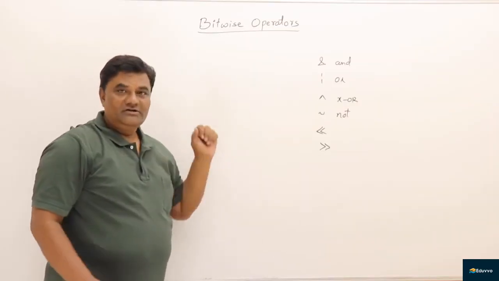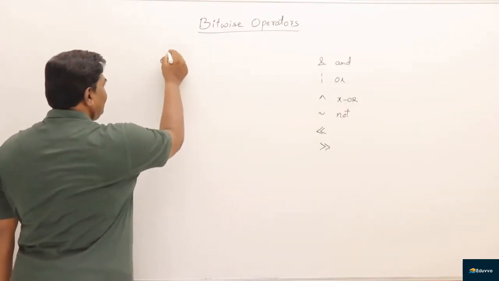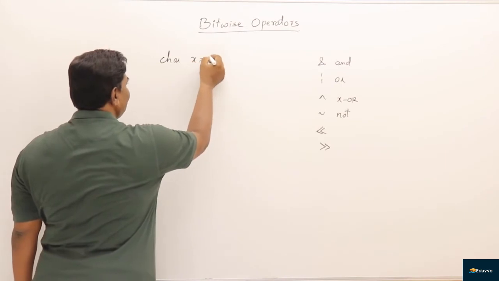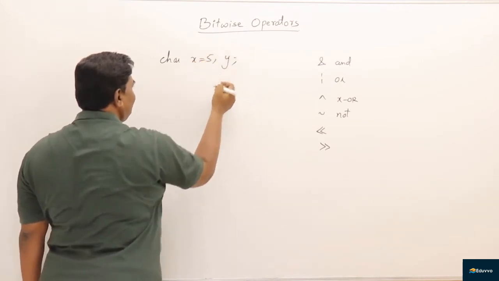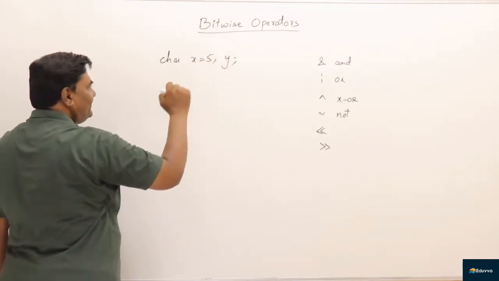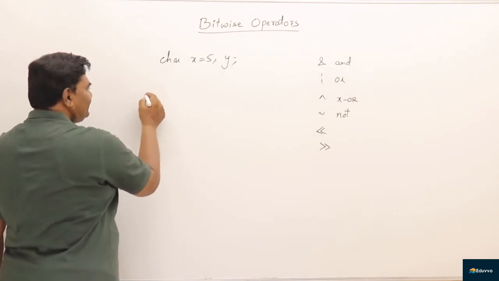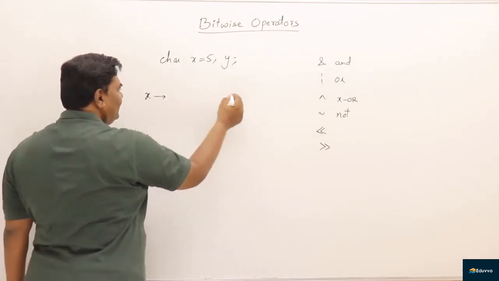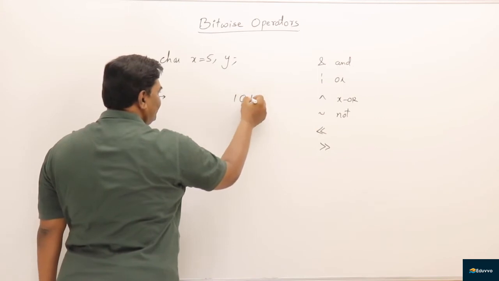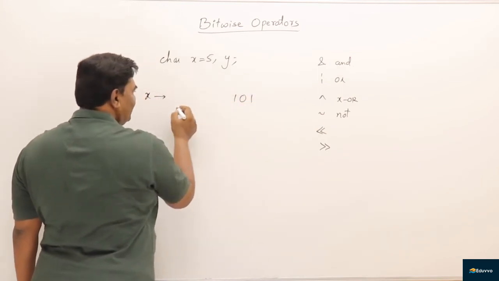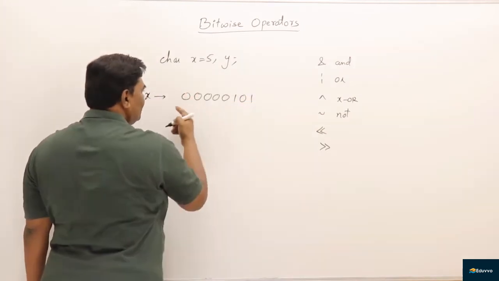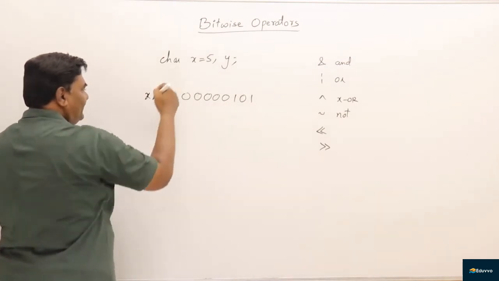Let us look at NOT. I will take a character type variable x with value 5 and also one variable y. Character takes just 1 byte in C++. So this x in the binary form, 5 is 1 0 1 and remaining all bits are zeros. So this is the binary form of 5.